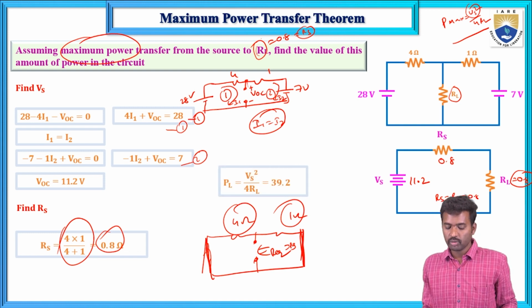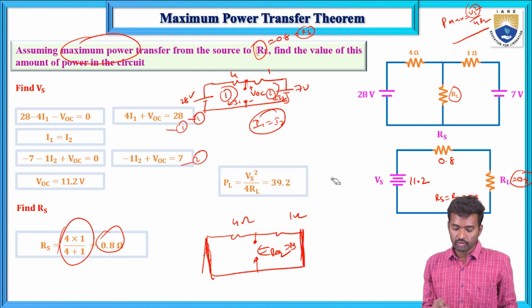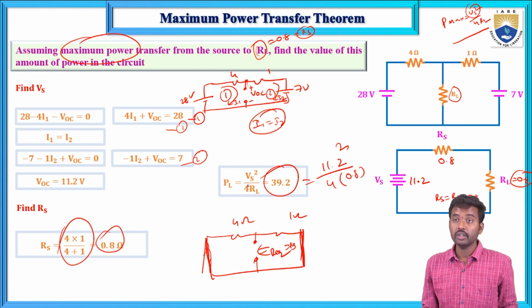Now what about the maximum power formula? The maximum power formula equals Vs square by 4RL. Here Vs square means 11.2 whole square divided by 4 into 0.8, that equals 39.2 watts.